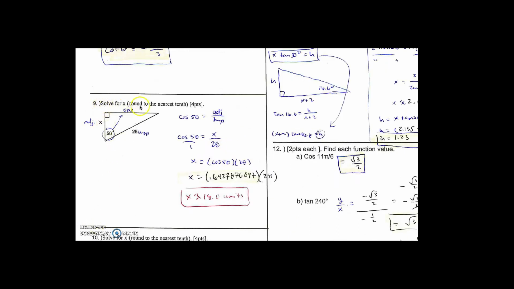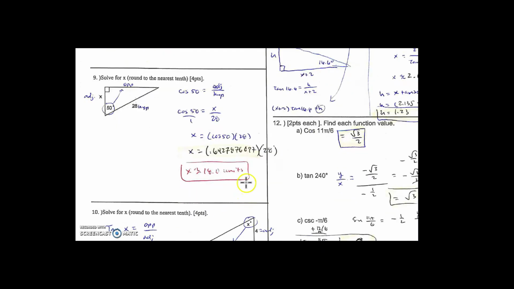Question number 9, solve for x, round to the nearest tenth. I wonder if we've seen this problem before. Oh, that was on the previous quiz or two ago. Same exact problem. So if you missed this problem and didn't get full credit, that's on you because it's the same exact problem. You just had your quiz corrections from last time. Start with the given angle, 50 degrees. Label your sides: opposite, across from the angle; hypotenuse, across the right angle. And then your last side is the adjacent. It's next to the given angle, so I only have two sides, adjacent and hypotenuse.